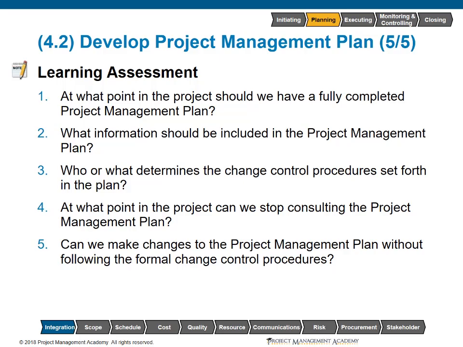What information should be included in the project management plan? Information contained in the project management plan should be all of the management plans, change control procedures, baselines, and any special methodologies or tailoring that will be used. Who or what determines the change control procedures set forth in the plan? Existing procedures within the performing organization or any procedures that we write specifically for the project.